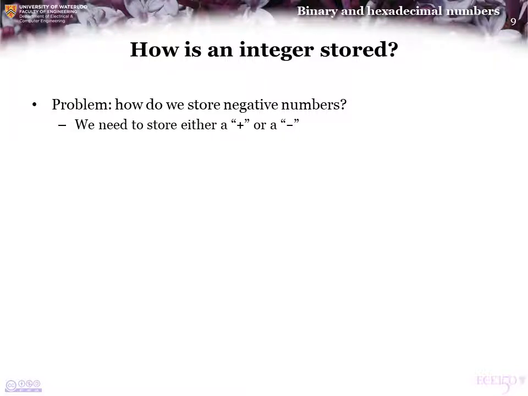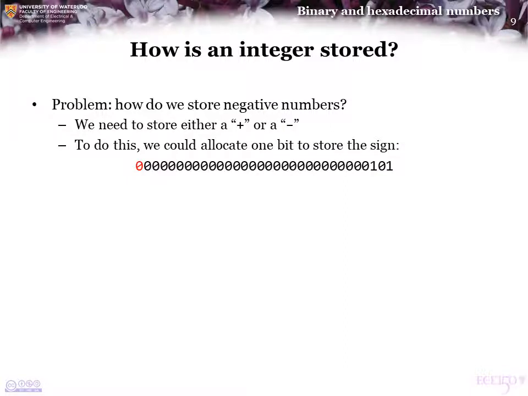Well, we have to store either a plus or a minus. We only have 2 choices. We can only store something as a bit. And so with a single bit, we can either store a 0 or a 1, or 0 volts or 5 volts. To do this, we could allocate 1 bit to be the sign bit. So let's use that first bit on the left, not to represent the binary number, but rather to be the sign bit.